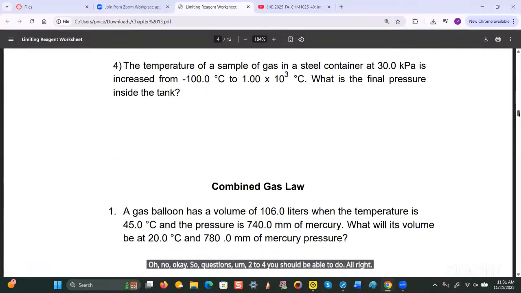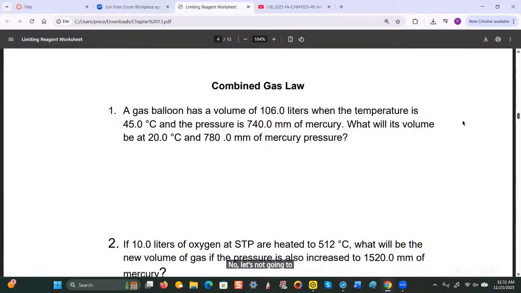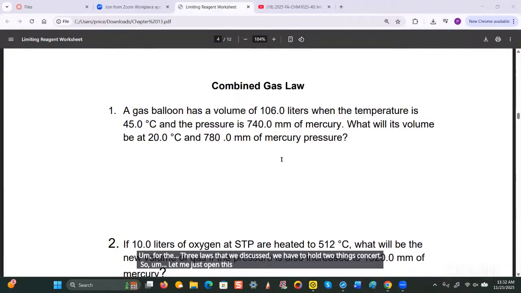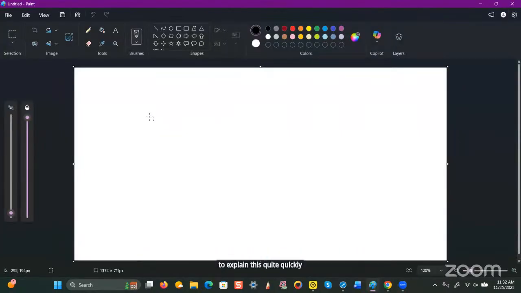All right. Now, let's talk about the combined gas law, because if you remember, for the 3 laws that we discussed, we have to hold 2 things constant. So let me just open this up here to explain this part quickly. Basically, we learned about Boyle's law. PV is equal to a constant, right? And in this case, this is true if the number of moles and the temperature is constant, right?